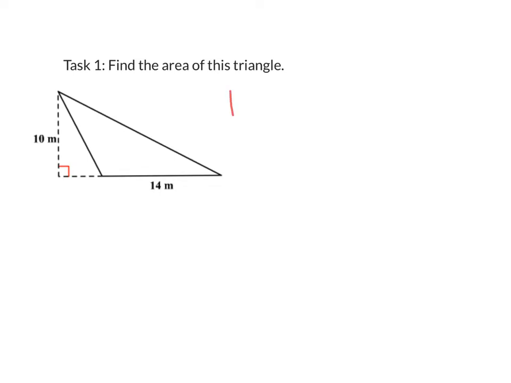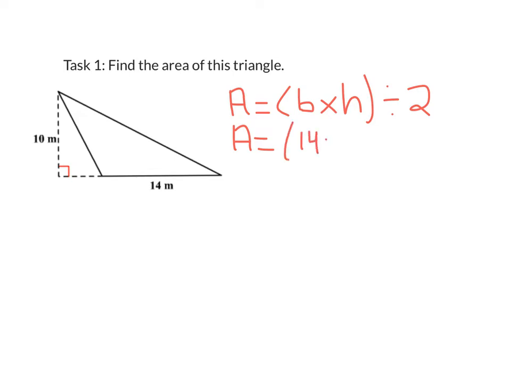So I start off with my formula, which is area equals base times height divided by 2. And then I can go ahead and substitute the information that I have. So my base is 14 meters times my height, which is 10 meters, divided by 2. And then I go ahead and solve for my brackets first, as that comes first in BEDMAS. So I can show my work here on the side.